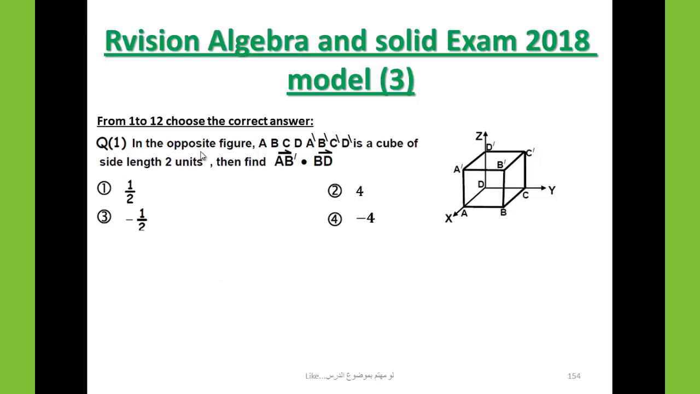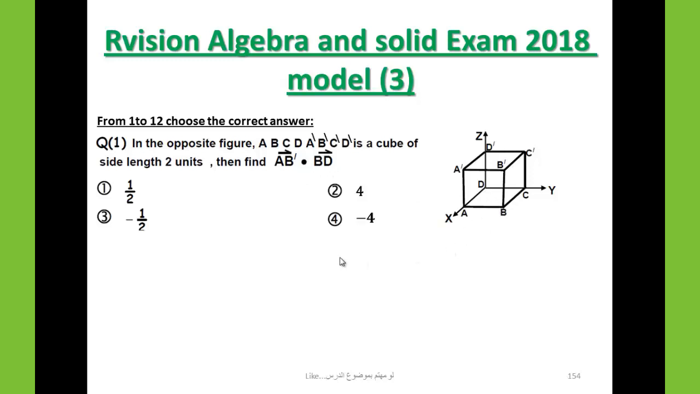Question 1. In the opposite figure, A, B, C, D, A dash, B dash, C dash, D dash is a cube of side length 2 units. Then find the scalar product A B dash dot B D.